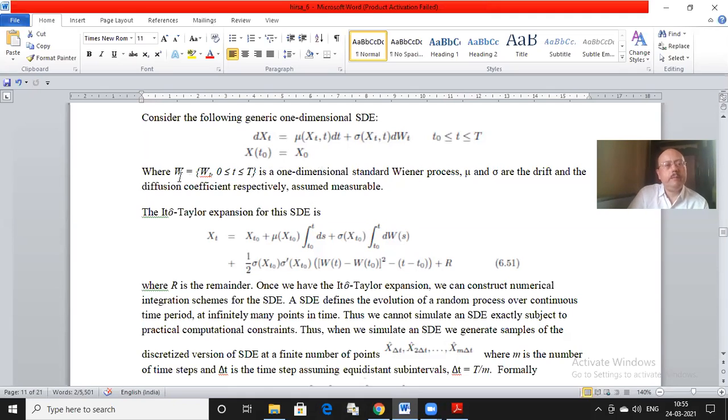The notation W is to denote the set of the standard Wiener processes between 0 and capital T. Mu and sigma are the drift and diffusion coefficients. They are both assumed to be measurable. We have already discussed last semester why we need them to be measurable, so that we can create F_T adapted portfolios. Actually, this is t naught.